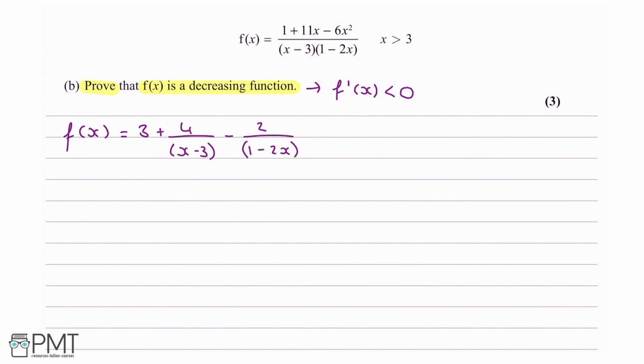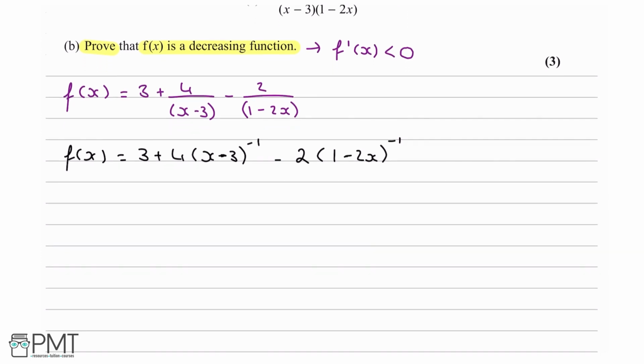But before we do that, I'm going to rewrite f(x) in a nicer form to work with. So I'm going to say f(x) equals 3 plus 4 times (x minus 3) to the power of minus 1 minus 2 times (1 minus 2x) to the power of minus 1. Okay?